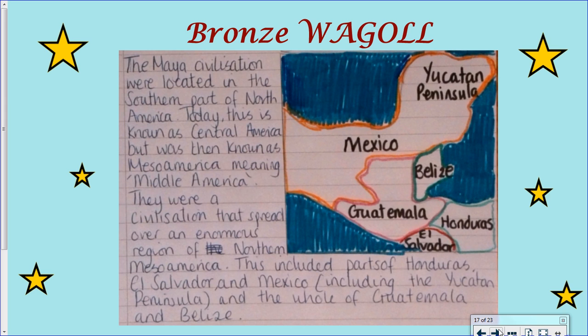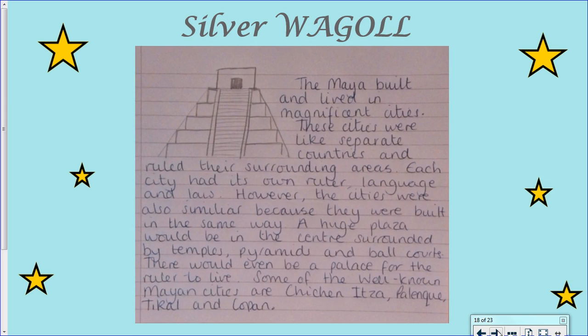If you then want to move on to silver, you need to talk about the cities. So my diagram that I've included is I've tried to recreate El Castillo. So I've drawn one of the pyramids. So you might want to draw a temple, you might want to draw a ball court, you might want to draw the whole map of their city if you want to, like we looked at the Chichen Itza one. Up to you.